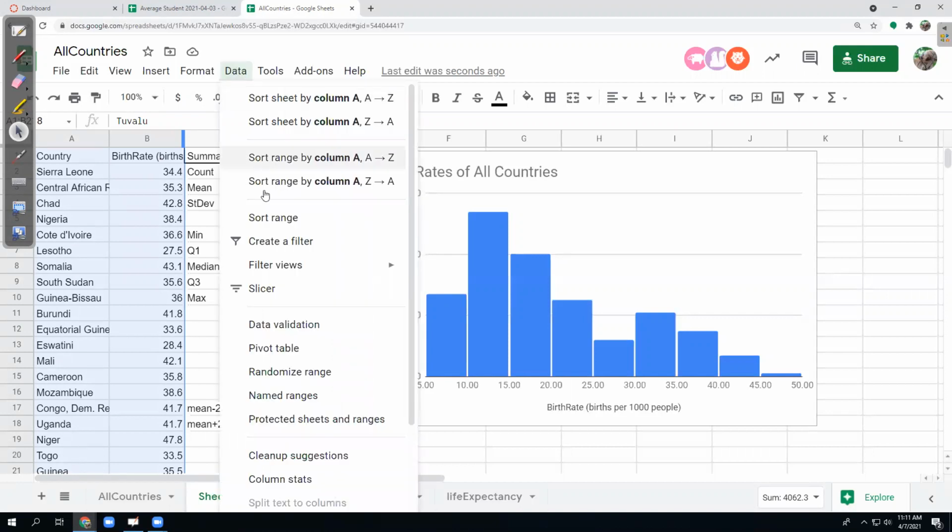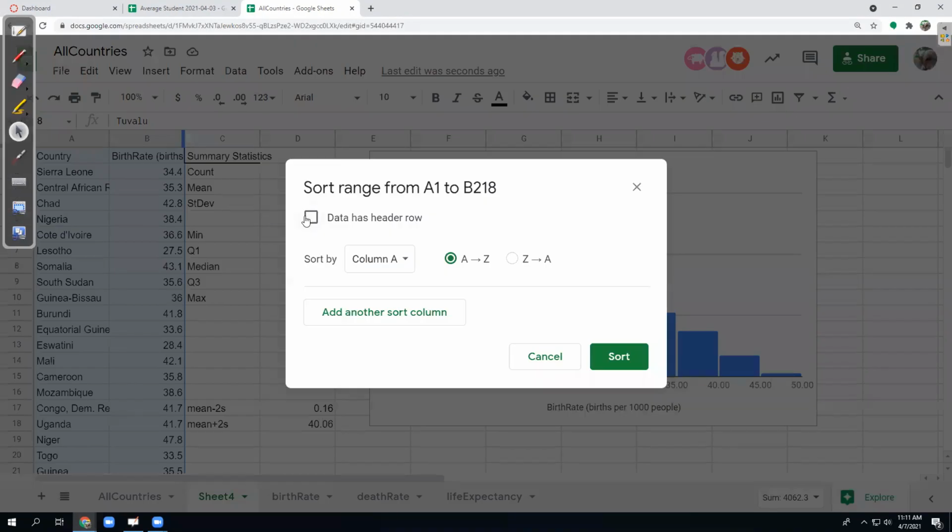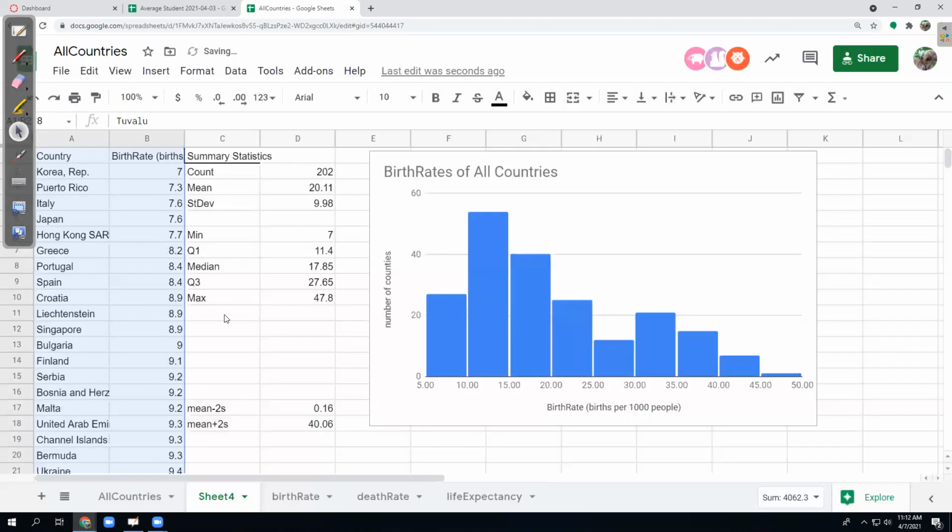I want Data, Sort Range, not the first four options, but this fifth one. It does have a header row. I don't want it sorted by country. I want it sorted by birth rate, smallest to largest. And it'll put all the blanks at the bottom, to get them out of the way.